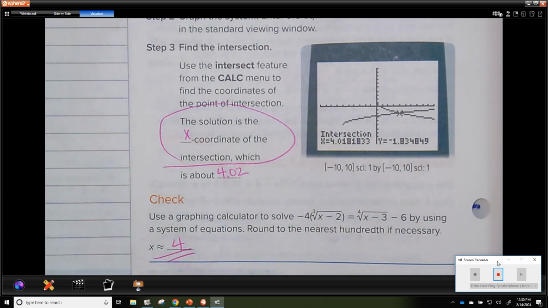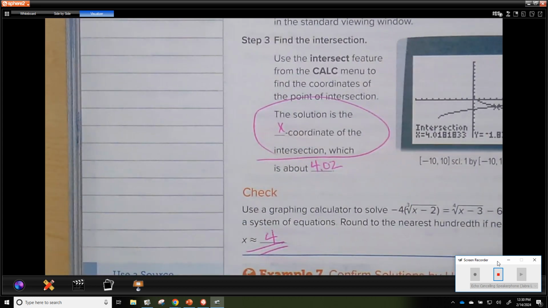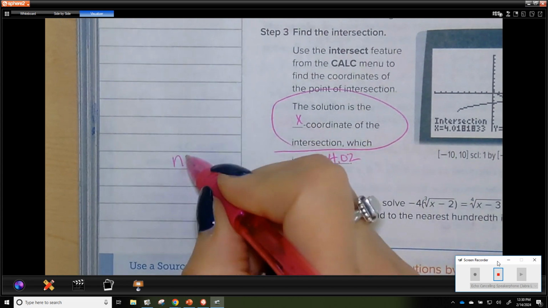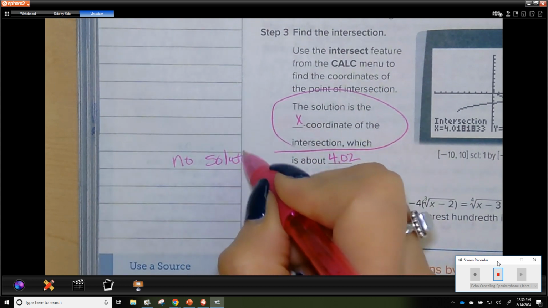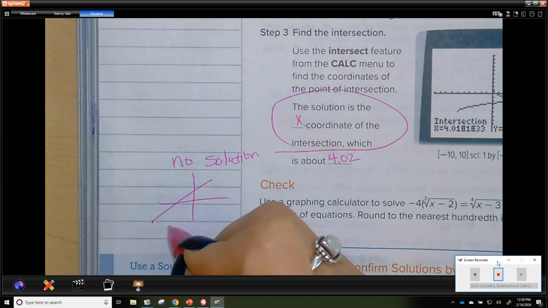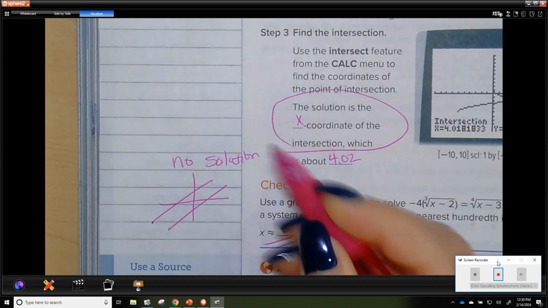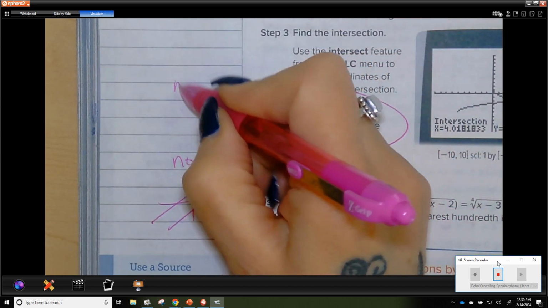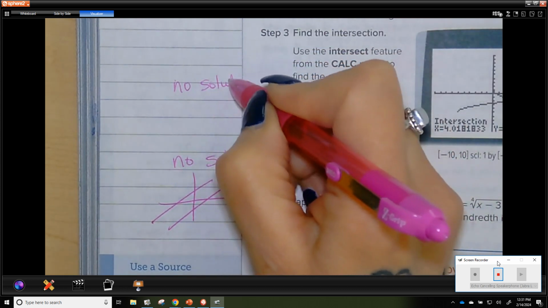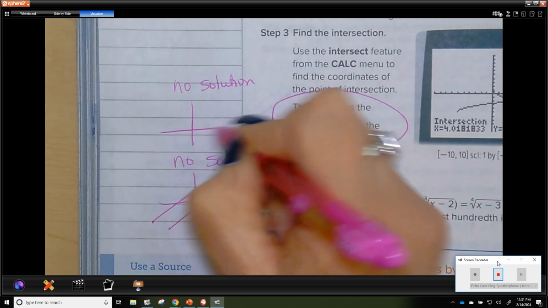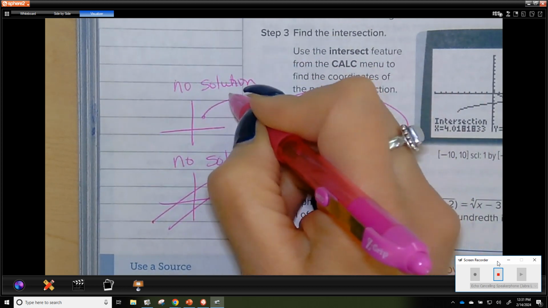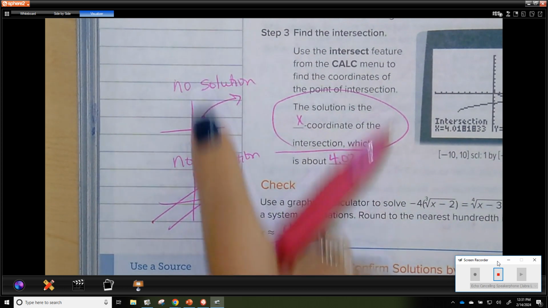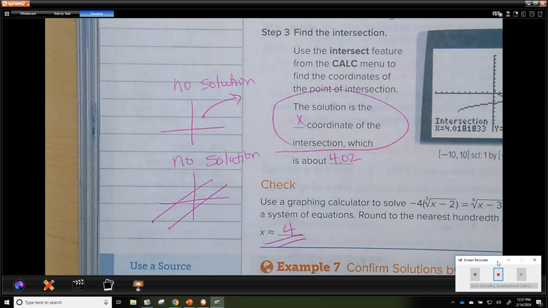You get 4. I'm going to move over here on the left and say if they wouldn't intersect, if it was no solution for a system, as you know, no solution would be parallel somehow, and they would never cross. Or if you have no solution for one equation, it would mean, say the square root starts up here and never crosses the x-axis. Okay? So if you graph it and they look like that, those are no solutions.